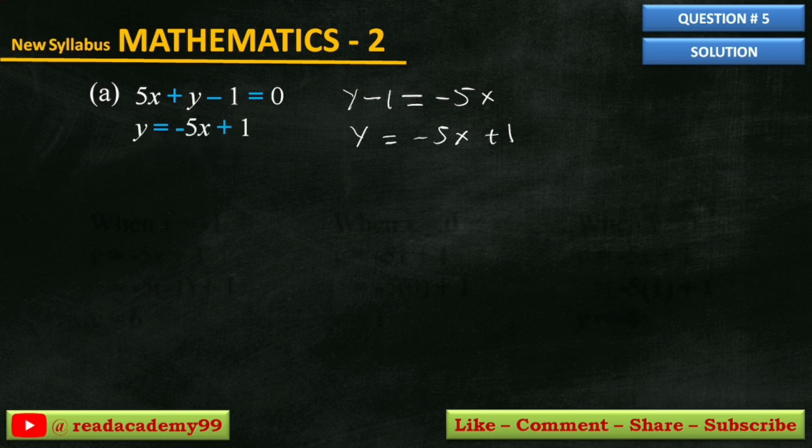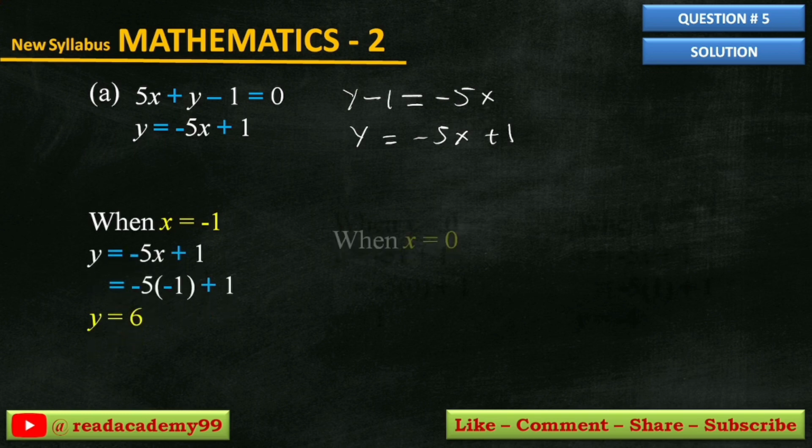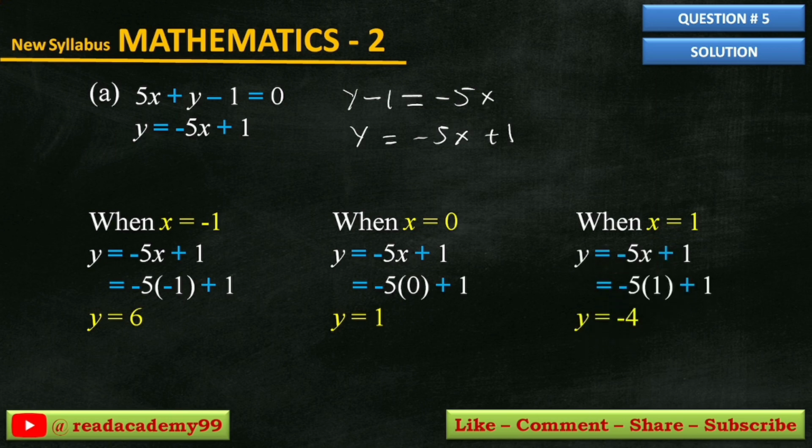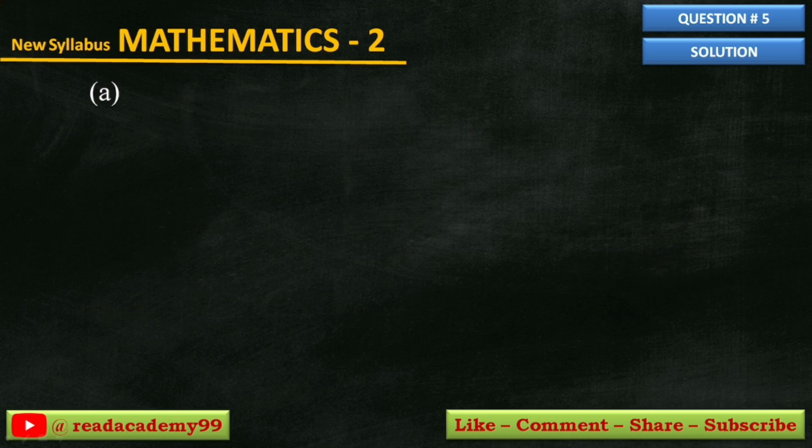Now using this equation, let us find the coordinates. When x equals minus 1, y equals 6. When x equals 0, y equals 1. And when x equals 1, y equals minus 4. Now let's plot these values on the graph paper.